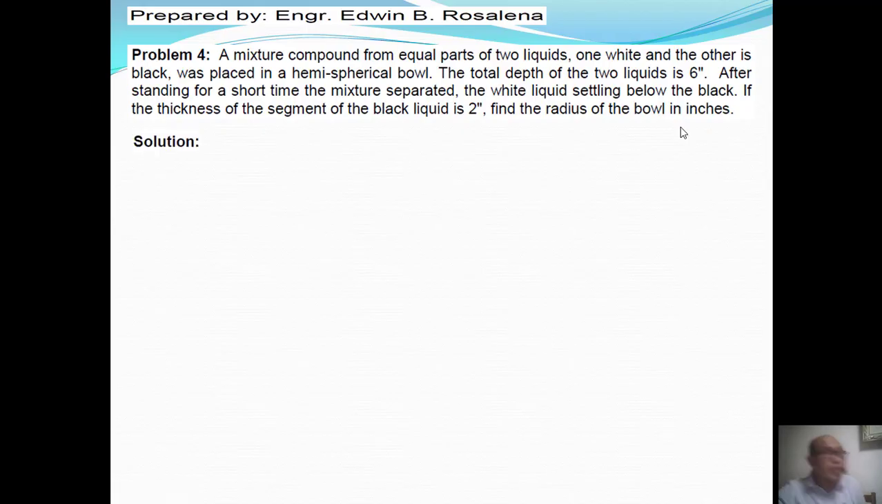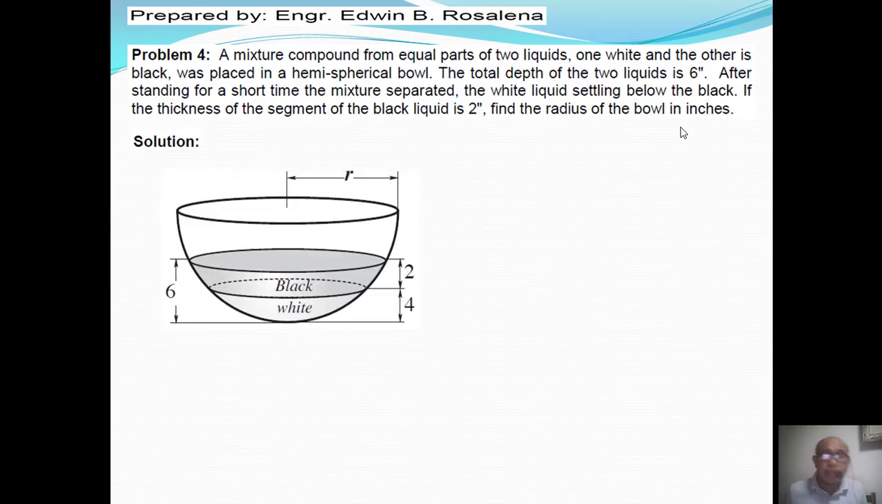Okay. So, we can draw it na. Kung i-draw natin, ito yung figure natin, ha? So, this is now the figure of the bowl when you have the two liquids separated already. The total depth of the two liquids is 6 inches. Now, when they settle, the white settles below the black with a depth of 4 inches. The black liquid has a depth of 2 inches, but they are of the same volume. So, question, what is the radius of the bowl?